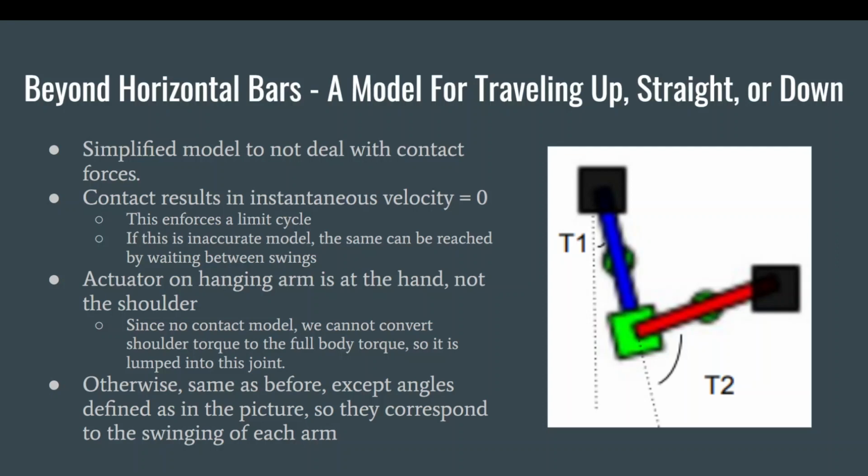We wanted to not only solve the problem of horizontal bars, but also bars of arbitrary slope. So to do this, we changed the model up and made it a little simpler. First of all, we assumed that contact would instantaneously decrease the angular velocity. This enforces a limit cycle. But even if this were not to be what we'd see in nature, the robot could just stop and let the dynamics die out. Additionally, we had one actuator on the hand and one on the shoulder, but otherwise everything is the same as what was shown in the previous model.